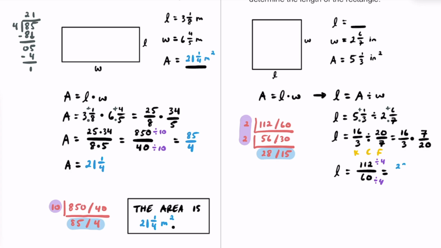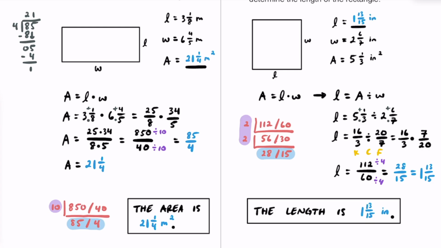So 28/15 is our simplified fraction. If you wanna write it as a mixed number too, 15 goes into 28 one time, with 13 left over, so it's gonna be 1 13/15. So this right here would be the length of this rectangle. It's 1 13/15 inches. And so when we were given the area and the width of this rectangle, if we divide the area by the width, we end up getting the length of 1 13/15 inches.